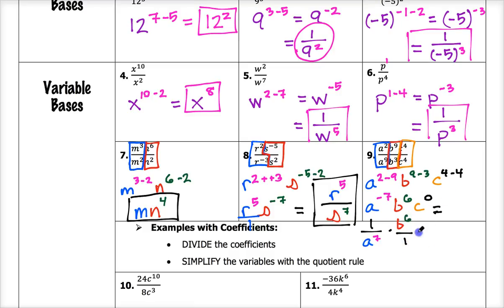And then c to the 0, remember anything to the 0 power is just 1. So we're multiplying 1 over a to the 7th times b to the 6th over 1 times 1. So this becomes b to the 6th on the top of our fraction. And then in the denominator we have our a to the 7th.